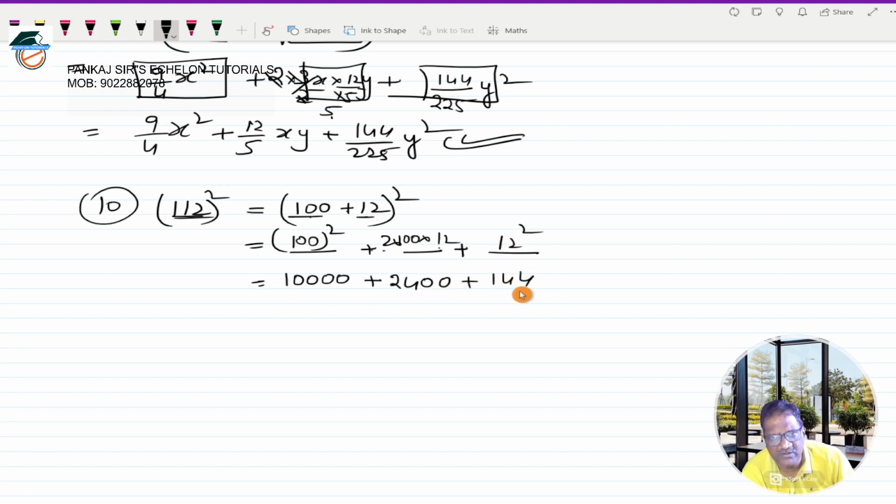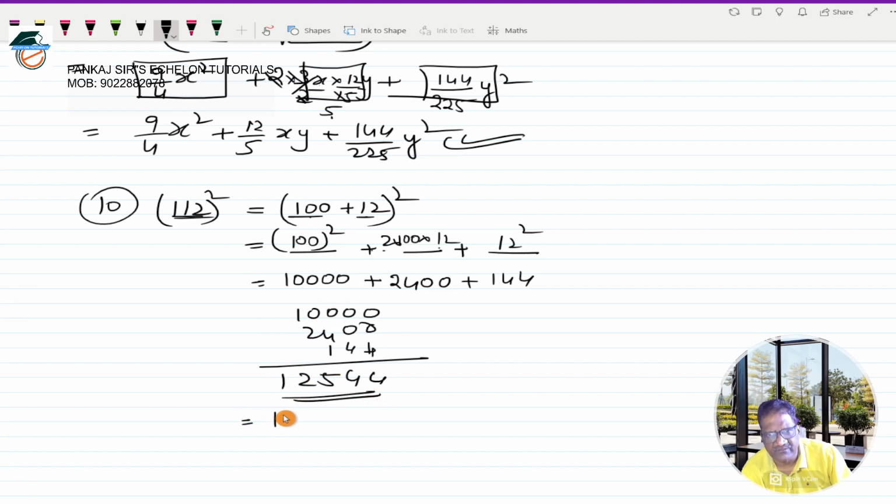So now all you have to do is add this up. If you want to add this up, I'll do it in a vertical way. This is 10,000, this is 2400, then it is 144. Let me add up. This will be 4, this will be 4, this will be 5, this will be 2, this will be 1. So my answer will be 12544. Okay. So that is how we have to deal with these binomial product questions, the problems.